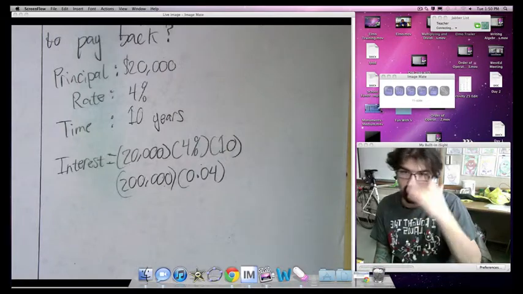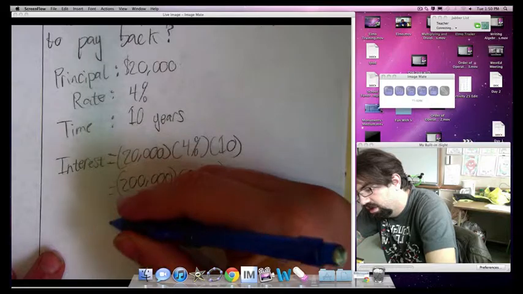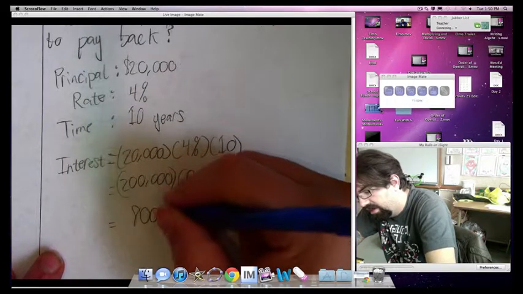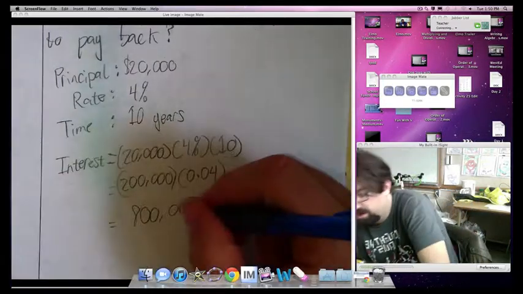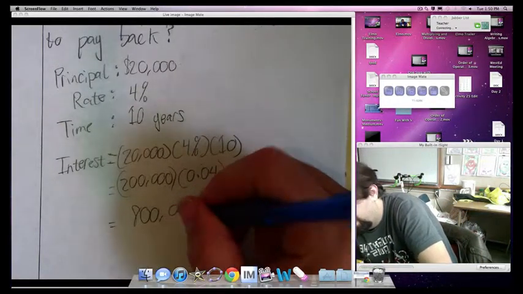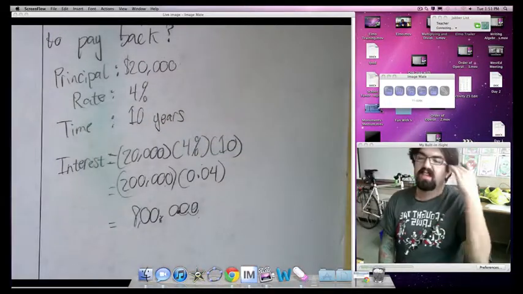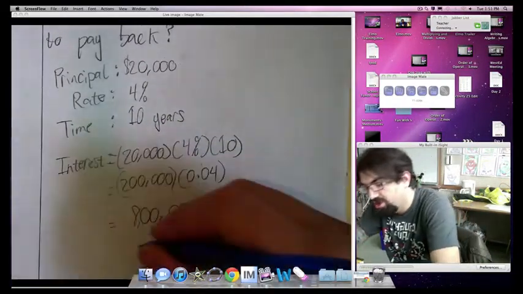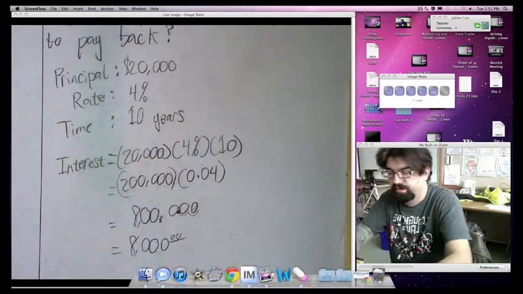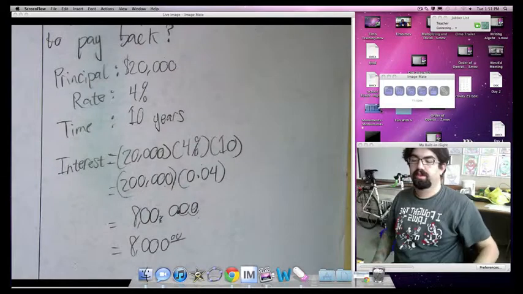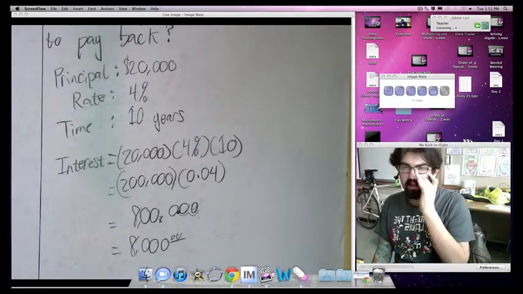It's 4 hundredths. Okay, 4 times 2 is 8,000 normally. Normally, that's it. But we have a decimal place, so we have to move it over 2 times. So really, it's not 800,000, it's 8,000. So the interest would be 8,000. That's the interest.